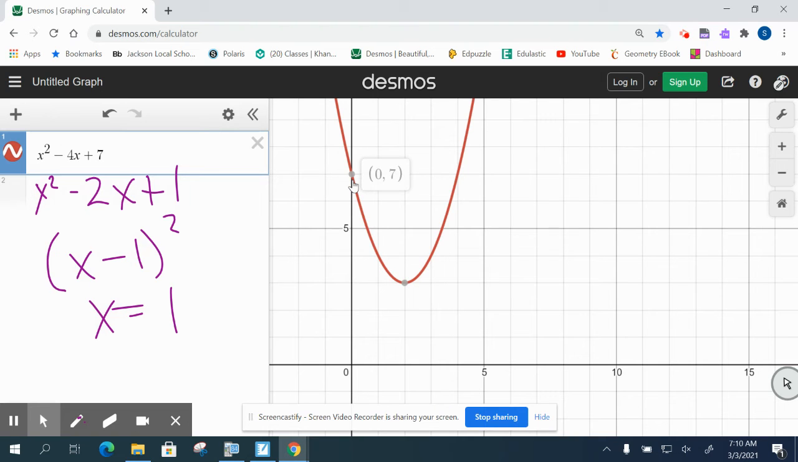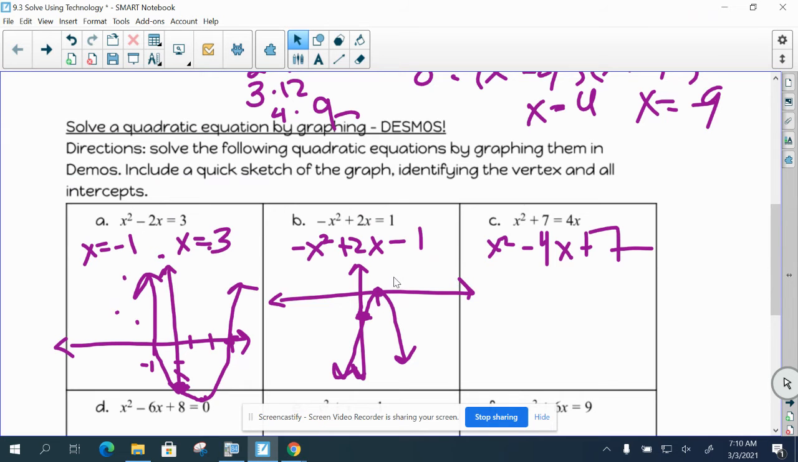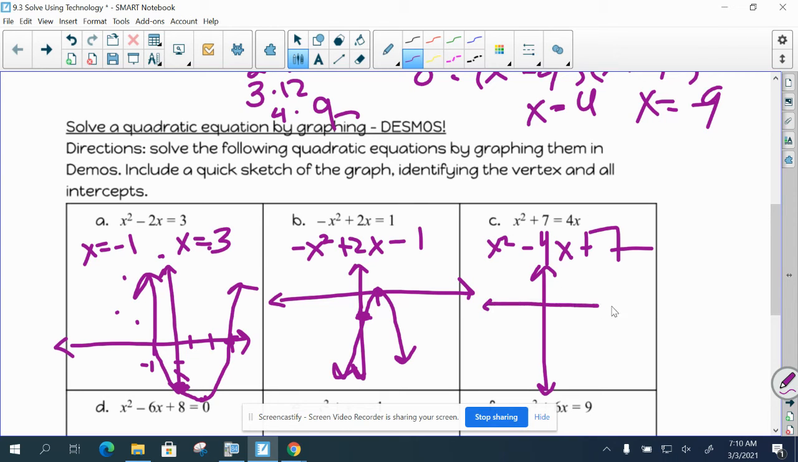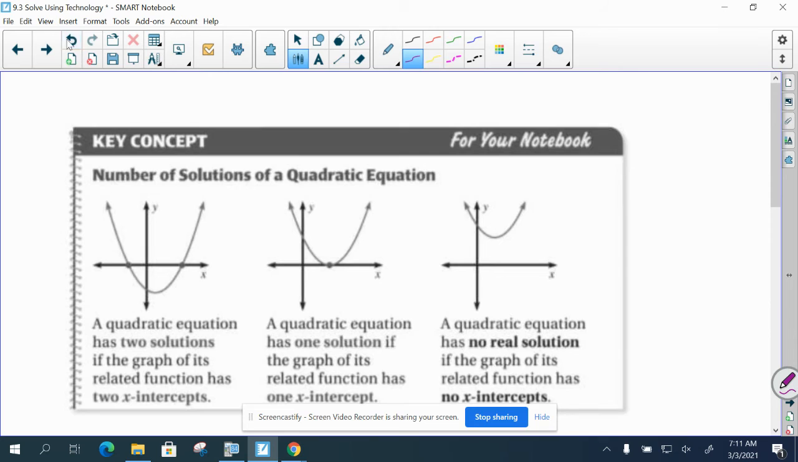So we've got 2, 3, and 7. Oh, we should probably graph more of the first and second quadrant. So 1, 2, 3, 4, 5, 6, 7. There's our y-intercept, and then 2, 3 is the vertex. All right, so you get the idea. Let's go on to the next page. You can do the other examples if you want.